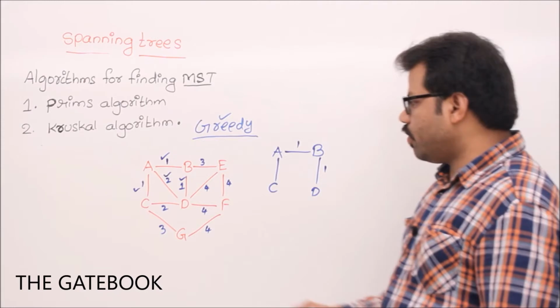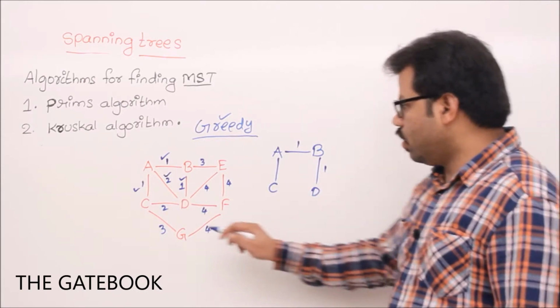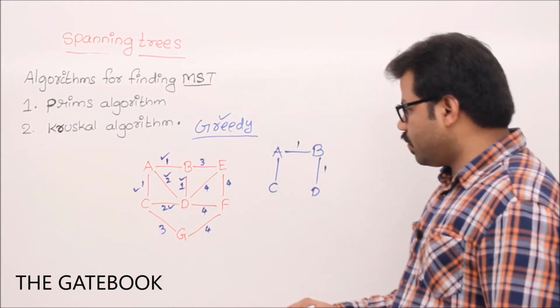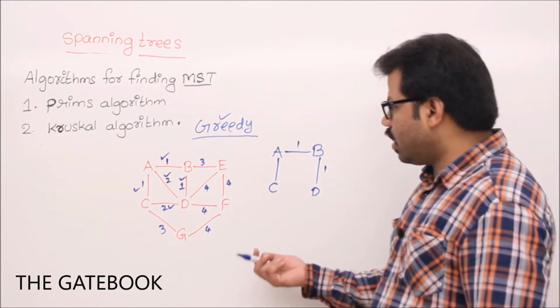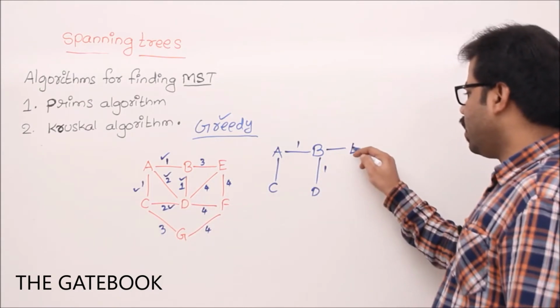Then what is the next minimum we have? Next minimum number is 2. So take it. Again it forms cycle, don't pick it up. What are the other possibilities we have? Next minimum value is 3, correct? We have BE, second one CG. Anything we can take. Let me take BE.